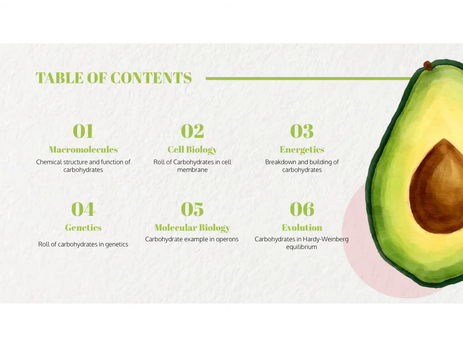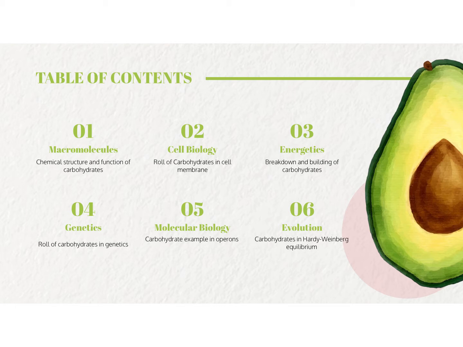So we have 6 major units that we did in AP Biology. And so for each of these, we're going to be looking at how carbohydrates spiral through each of these units. We're going to be looking at first at the structure and function of carbohydrates in Unit 1. Then in Unit 2, we're going to talk about the role of carbohydrates in cell membranes. We're also going to talk about, in energetics, how breaking down and building of carbohydrates occurs.